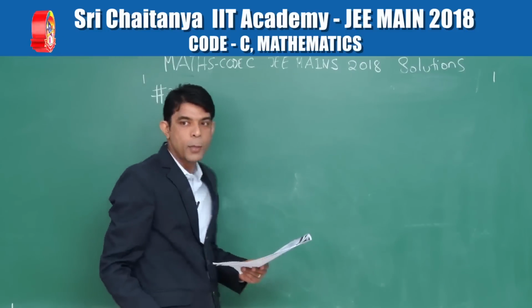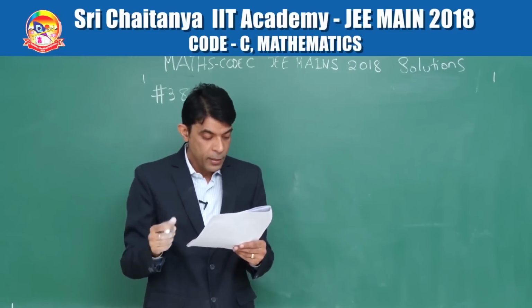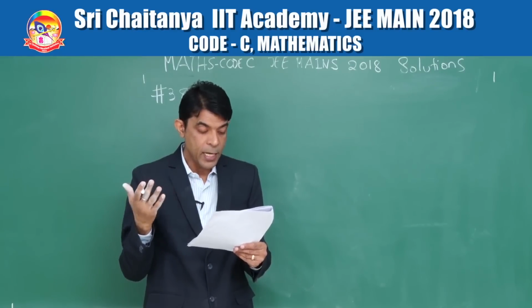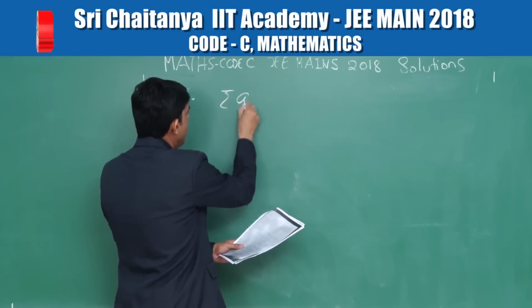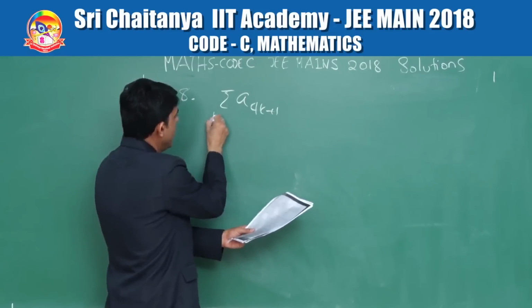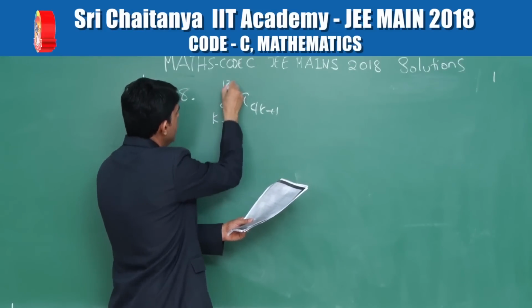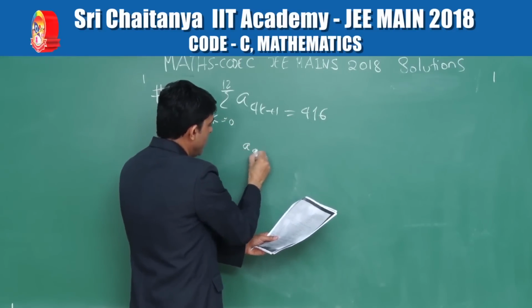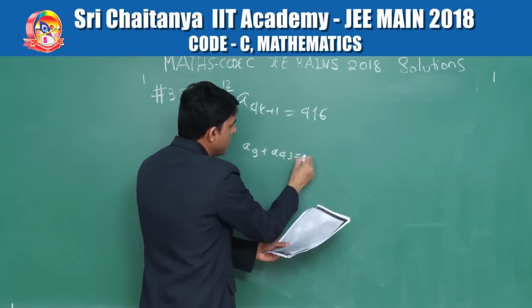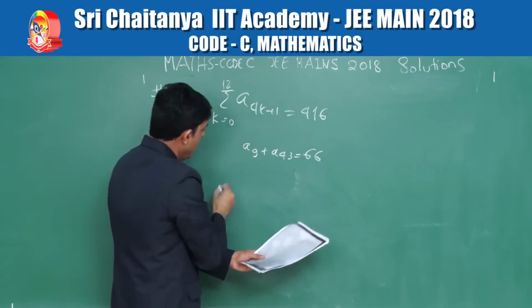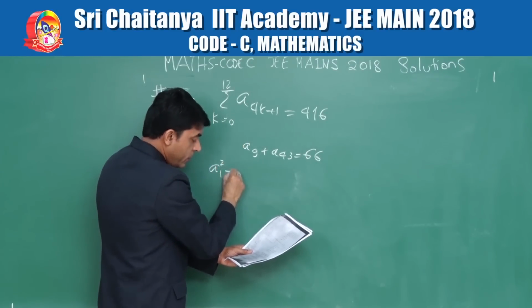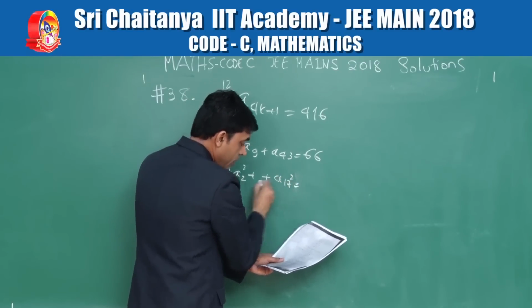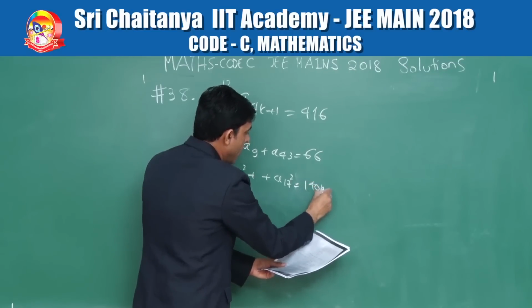It's a question about number of terms in AP. So the question reads that let A1, A2, A3 till A49 be in AP such that sigma A4k plus 1, where k ranges from 0 to 12, is given to be 416, and A9 plus A43 happens to be 66. The question asks you to find m, where you have A1 squared plus A2 squared till A17 squared equals 140 times m.